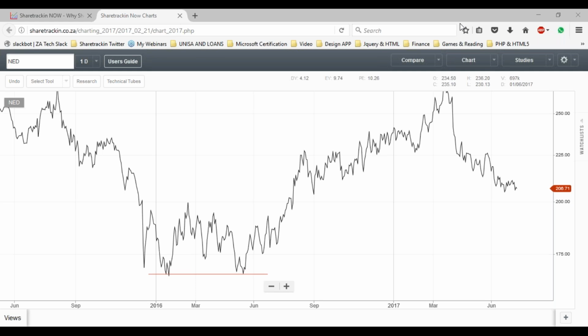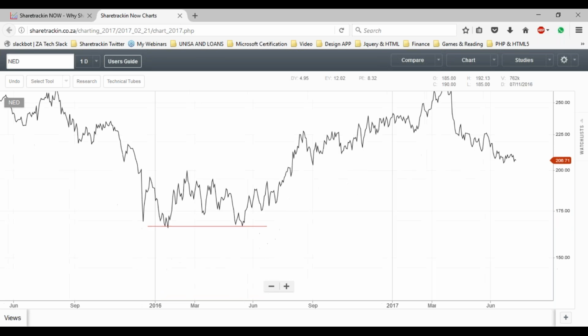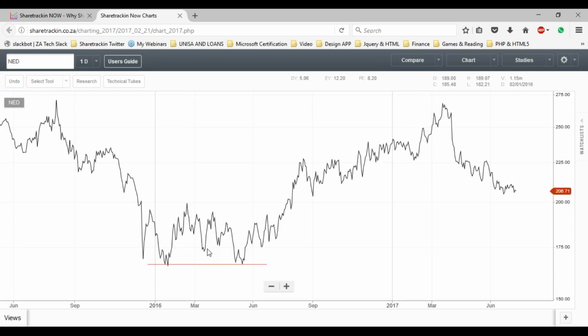Well, first of all, the share that we're looking at is Nedbank. This is the stock that we're looking at this point in time on the webinar. And you'll see here that I've got a red line at the bottom, and this is indicating to me what we refer to as a triple bottom. You'll see it bounced off that level once, twice, three times, right?